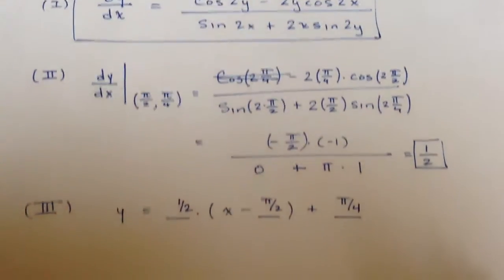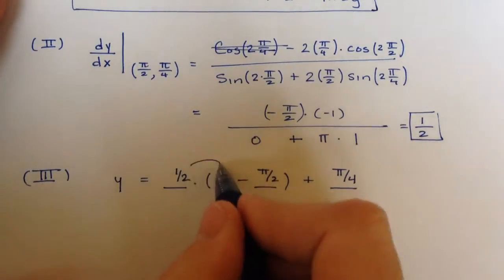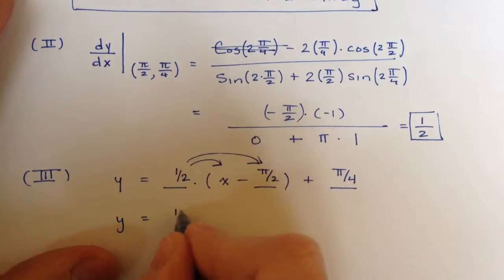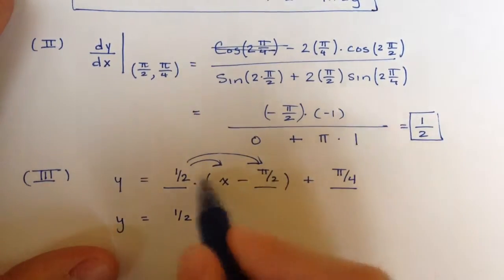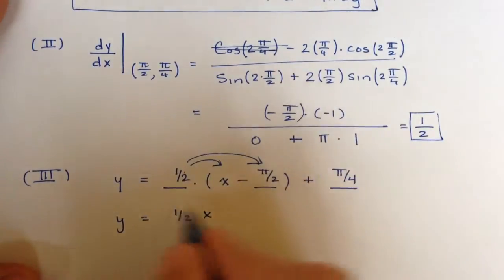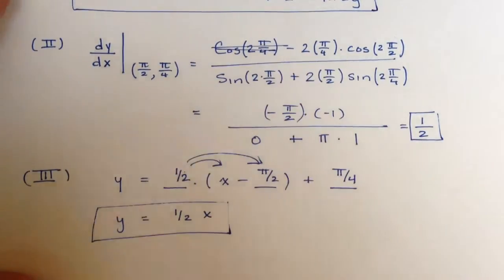That's a perfectly good answer, but you'll find that if you distribute the 1/2 through, you're actually going to end up with 1/2 x, because the half times negative pi over 2 is going to cancel with the pi over 4. And so that's our best and final answer.